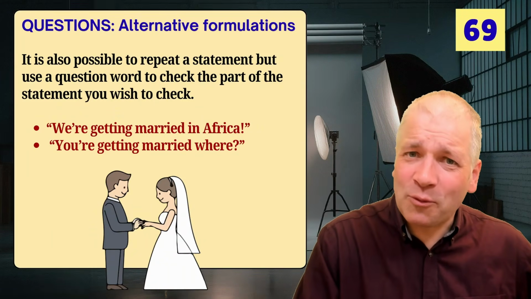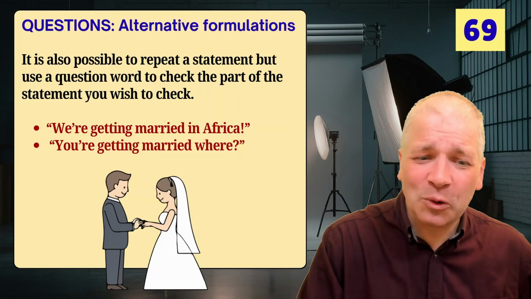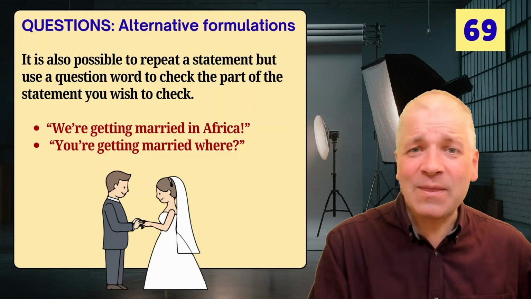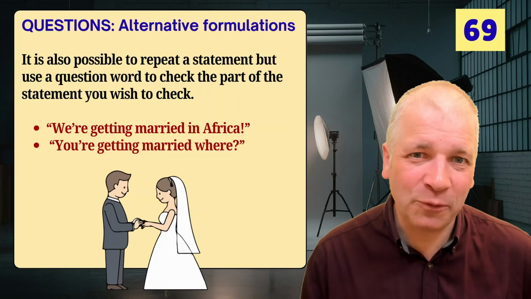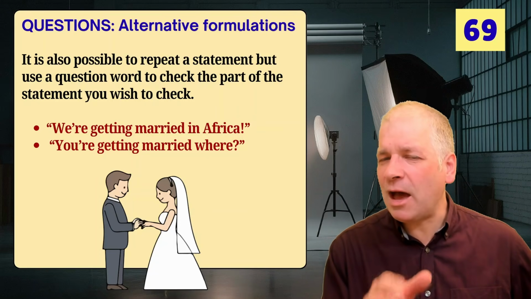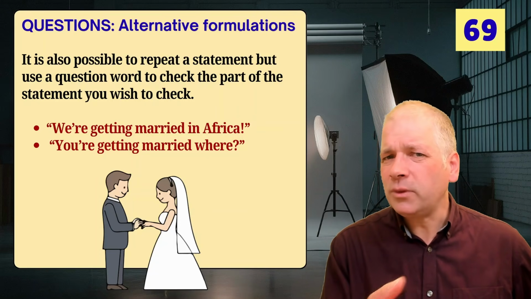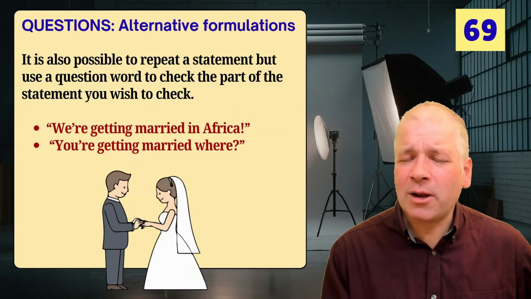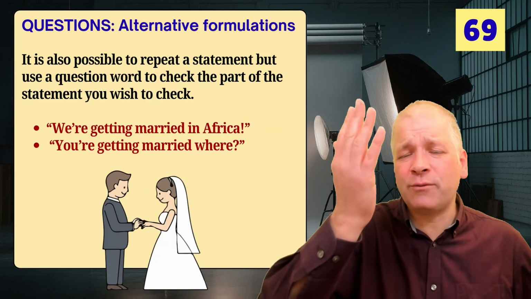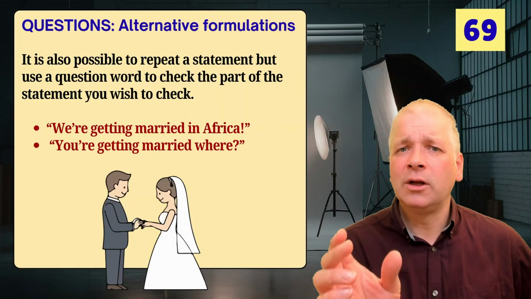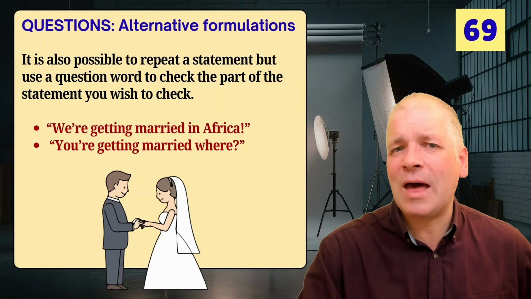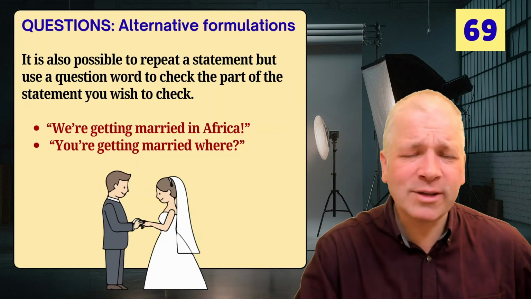It's also possible to repeat a statement but use a question word to check the part of the statement you wish to check. Again, that's a lot of words. The example is probably more helpful here. We're getting married in Africa. Now, maybe you didn't hear the word Africa, or you're surprised that it was Africa. So you reply like this. You're getting married where? And again, you raise your intonation on that final word. But by using the question word, you're checking the information or questioning the information. And you simply put the question word at the end when you're speaking. You wouldn't do this in writing.